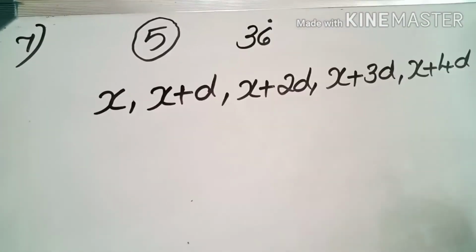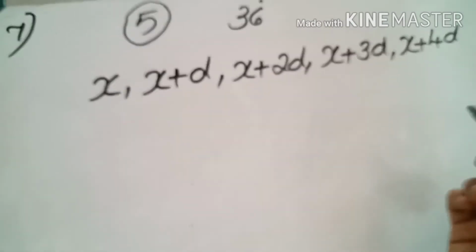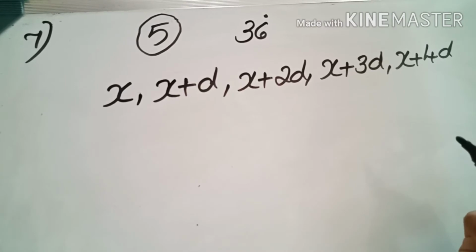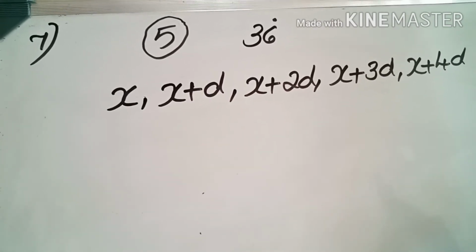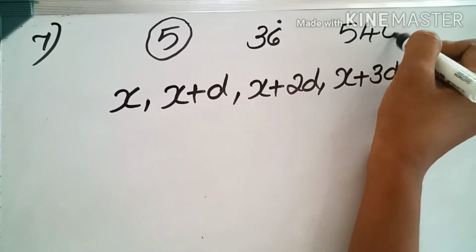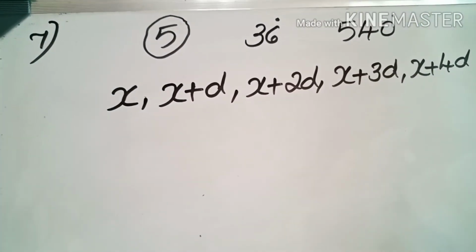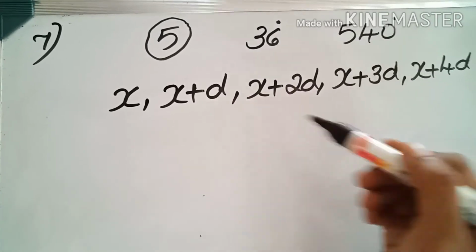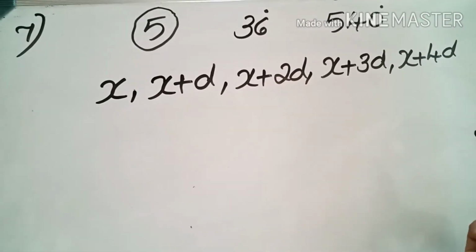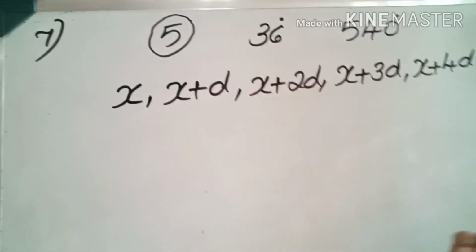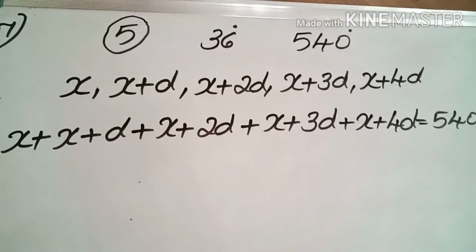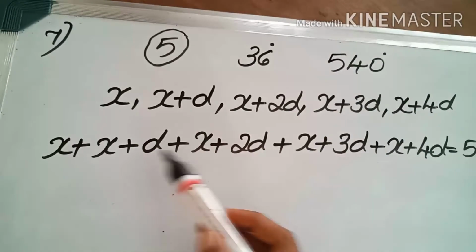Now what do we know about the angles of a pentagon? In 8th standard you have learned this: the sum of the angles of a pentagon is 540 degrees. That means when we add all these angles, we will get 540 degrees. So we can apply that here and add all these angles like this.